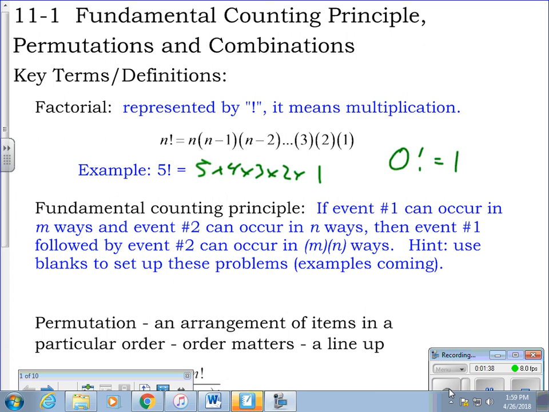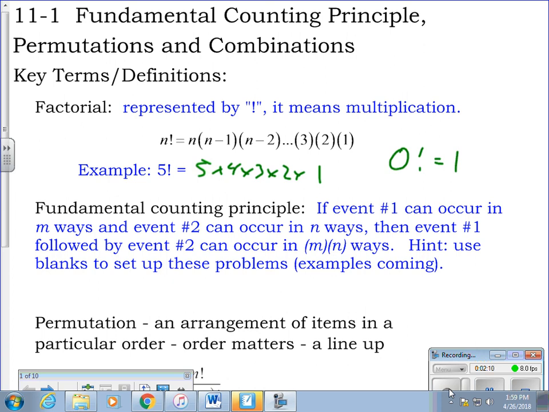Fundamental counting principle, a.k.a. the Chinese menu theorem. You go to a Chinese restaurant for lunchtime. Typically, you get 1 from this column, 1 from this column, and 1 from this column. The question is, how many times can I eat there without getting the same meal twice? Well, it's the number of items in column 1 times the number of items in column 2 times the number of items in column 3. You multiply those together, that's how many different things you can order there. That's the Chinese menu theorem.